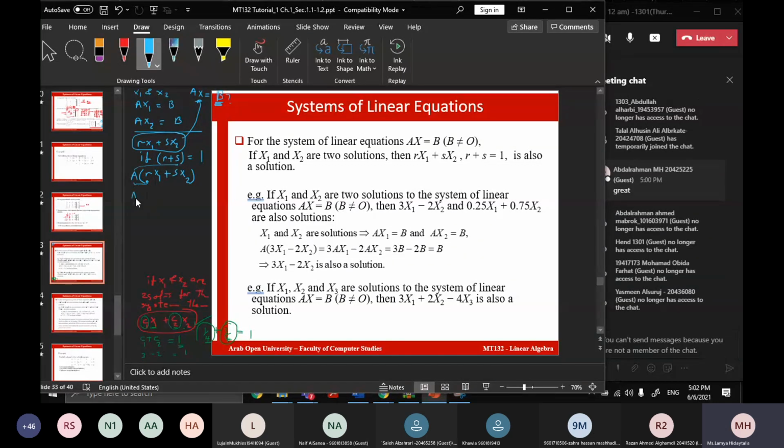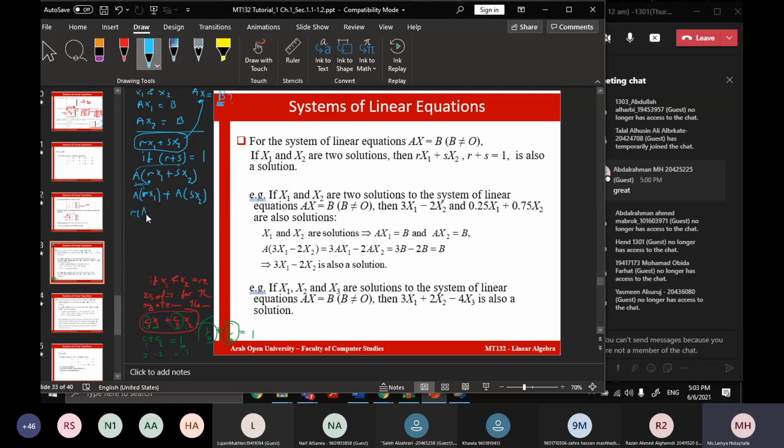So what we'll get? We'll get A times r x1 plus A times s x2. Okay, and this is a constant, this is a real number, we can take it out of the matrices. So we will get r times A x1 plus s times A x2. But this is equal to what? This is equal to b.